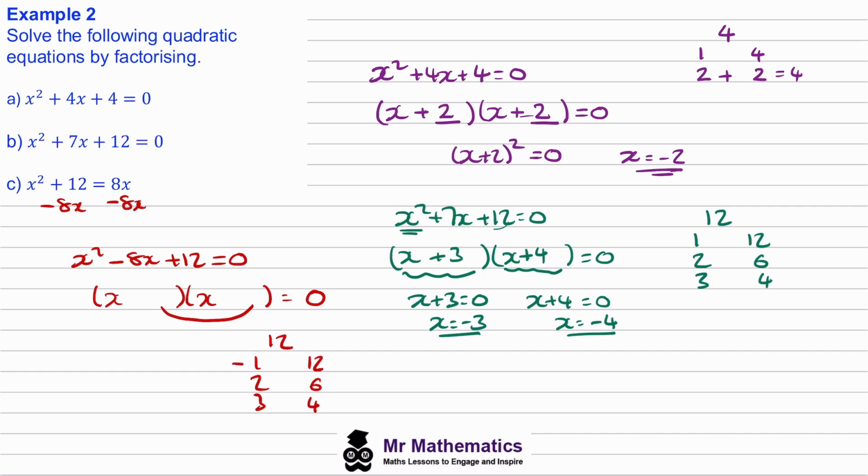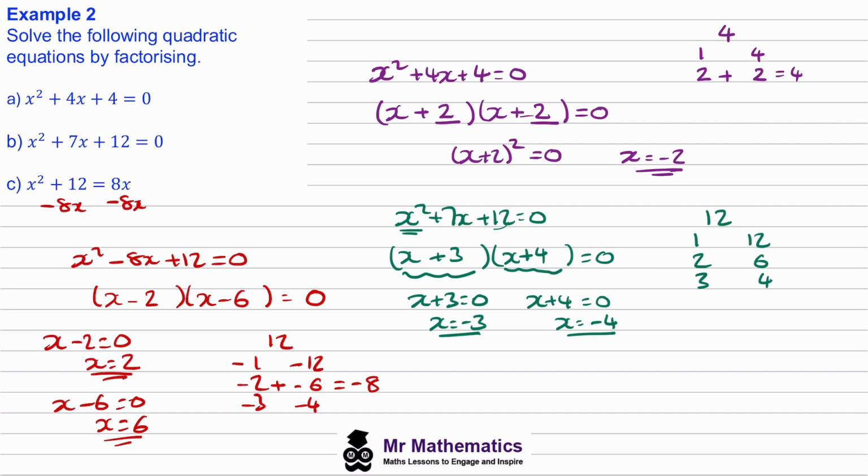So this is when you have a negative multiplied by a negative. And then the negative 2 plus the negative 6 does make negative 8. So we'll have minus 2 and minus 6. So the first bracket must equal 0, x will equal 2. The other bracket has to equal 0, so x will equal 6. So these are our solutions, 2 and 6. How did you get on with that? Let's try example 3.